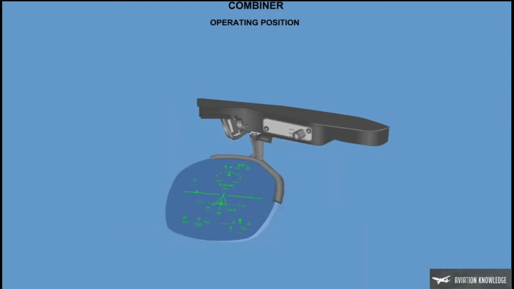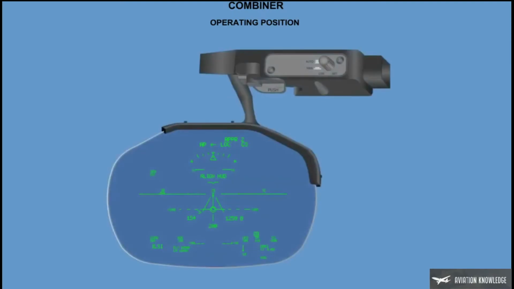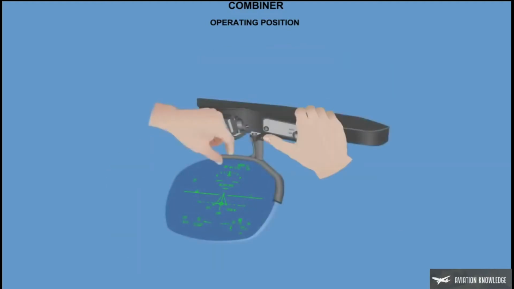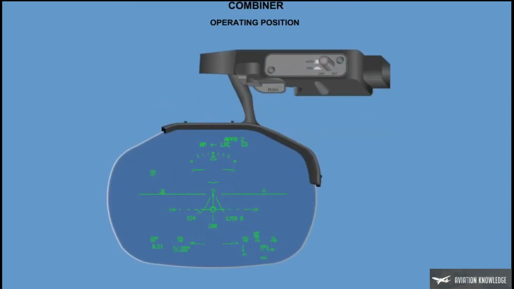The combiner stow switch automatically turns on the overhead unit power supply when the combiner glass moves into the operating position. The combiner alignment detector, or CAD, detects whether the combiner is correctly aligned in the operating position or not. If not, a signal is sent to the HGS computer, which will show an Align HUD message on the combiner. If this message appears, slightly push the combiner arm forward and let it move back to the detent position to remove the message.